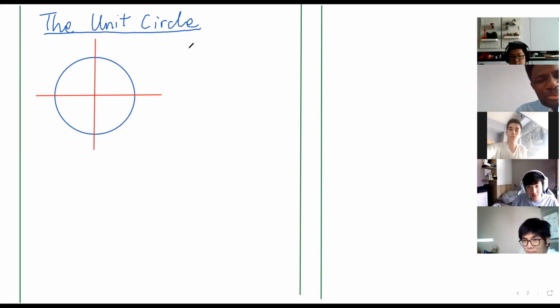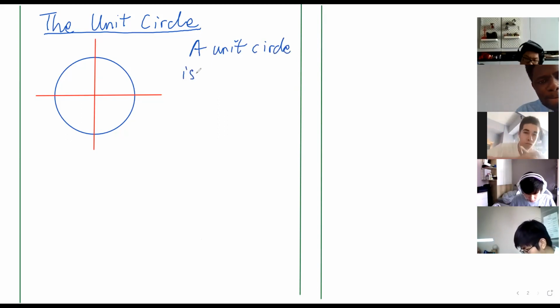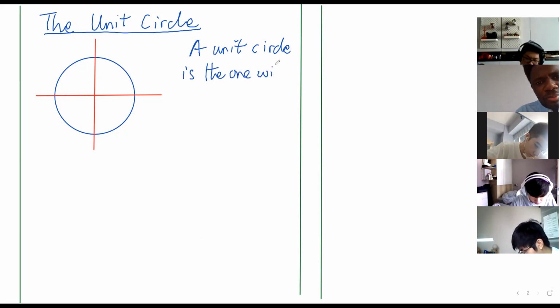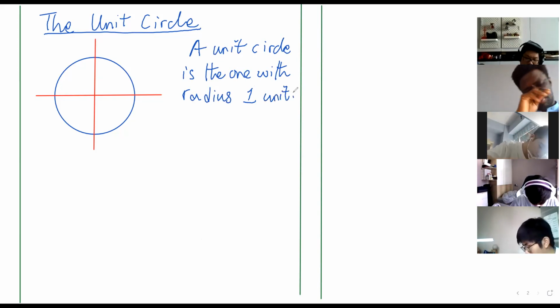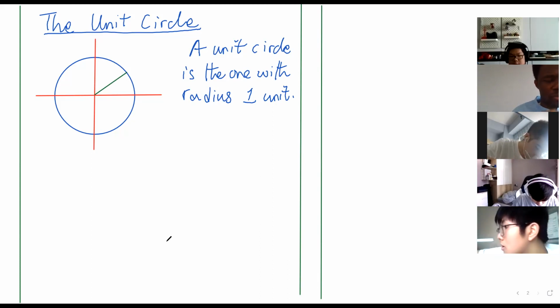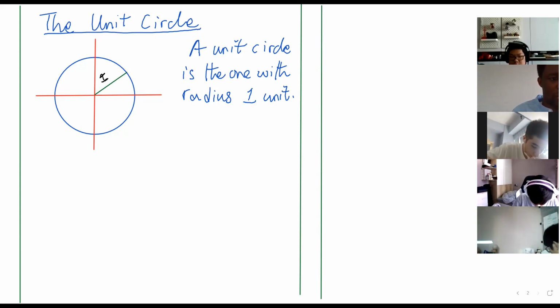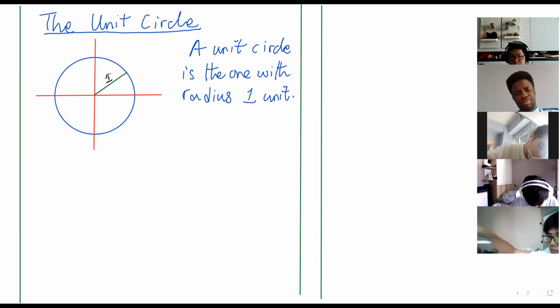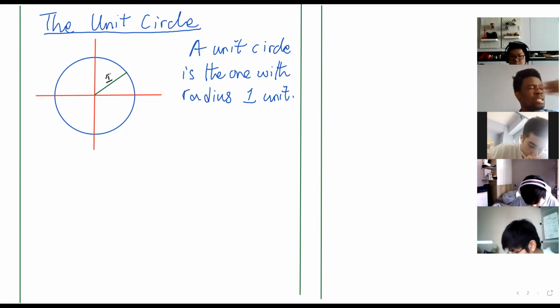So a unit circle is the one with radius 1 unit. So if this is a unit circle, what we are saying is that this green line is of length 1. The radius is 1. Now, this unit circle will be used to talk about our Pythagorean identity.